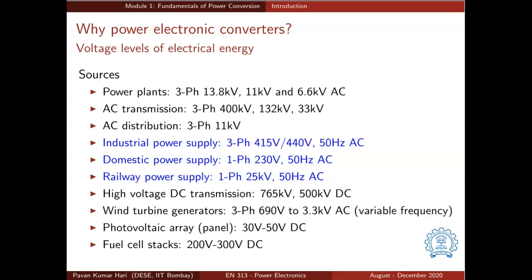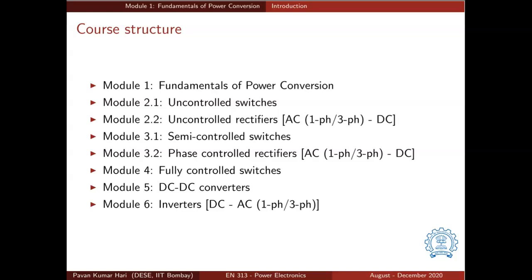So with that introduction, let us have a look at the course structure. This course is divided into 6 modules. We'll learn the fundamentals of power conversion in the first module. Based on the voltage levels we discussed previously, the power converters can be broadly classified into 4 categories. It could be AC to AC converters, DC to DC converters, DC to AC, and AC to DC converters. The remaining modules of the course have been structured based on the type of power conversion.